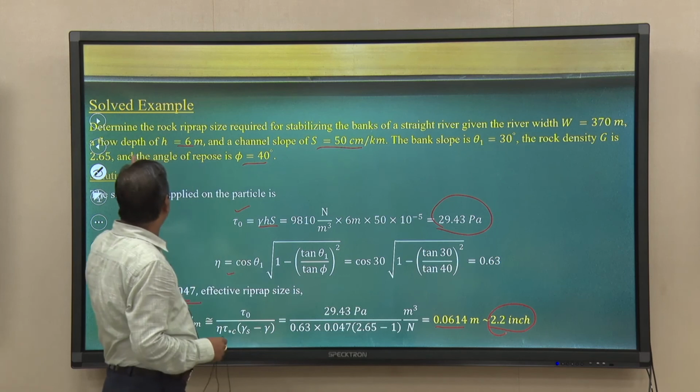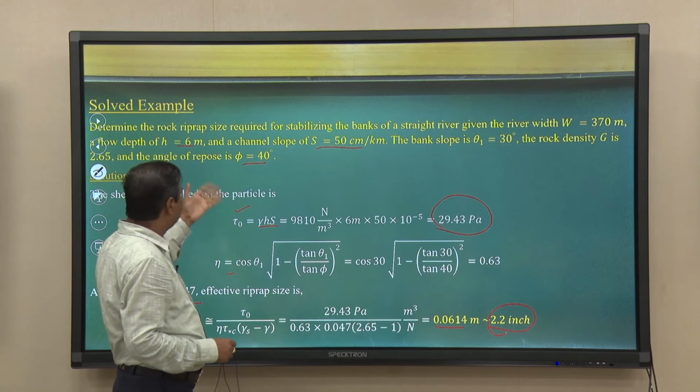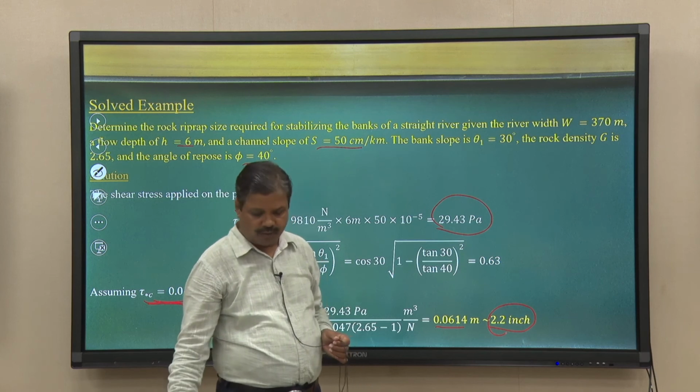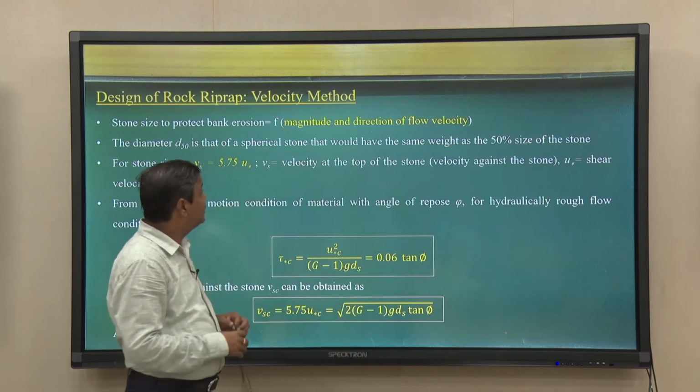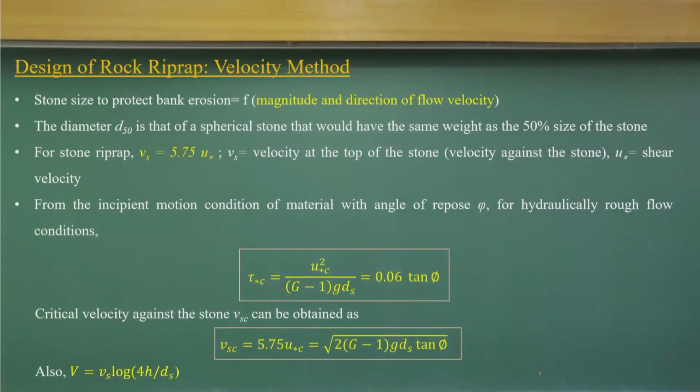Knowing the flow characteristics, bank slopes, and rock characteristics in terms of density and the critical shear stress, we can get the value of what the thickness for stone riprap will be. Now, there is another method called the velocity method, which depends on the velocity of the flow. If you consider a design flow velocity, then you can find out the size, the D m, of a stone riprap.